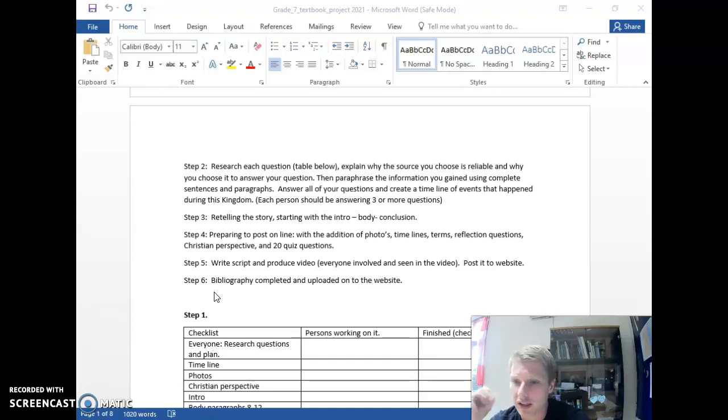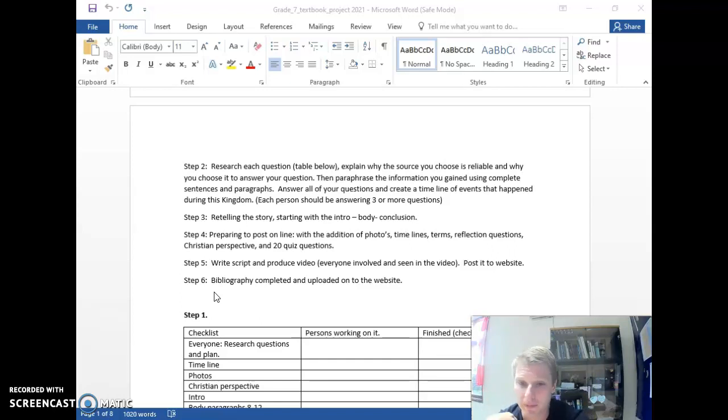Answer all the questions. Once you've done that, create a timeline of the events. There's a place down below where you can do that. Timelines are very important, especially while you're doing your research, because you need to retell the story in the order that it happened, right? Unless it's some weird spin off of Star Wars, but you won't be doing that.